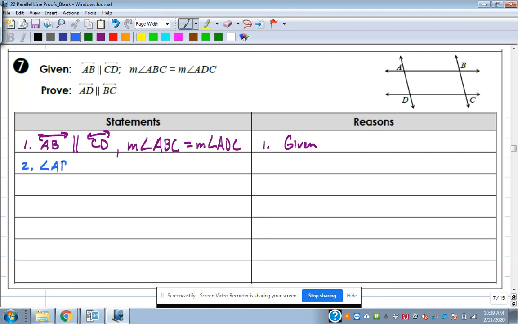So angle ABC and angle BCD are supplementary. Because they're consecutive interior angles. Okay. So what does that mean about them?